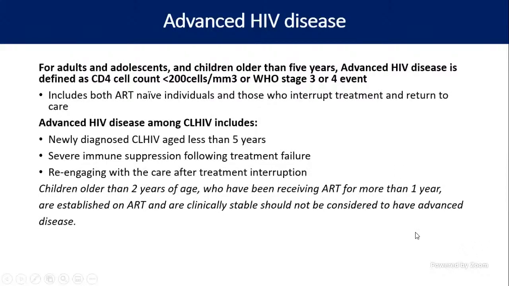So that becomes a rationale why we should keep staging the patient at all times whenever they are at the ART center. Now, if you look, there is a slight difference between children and adults. In children, all children less than 5 years of age are considered as having advanced HIV disease, except if they are on treatment for more than 1 year and they have viral suppression, then we don't put them under this. So with this exception, we say that all children less than 5 years of age should be considered in all practical sense as having advanced HIV disease. Children older than 2 years who have been receiving ART for more than 1 year, are established on ART and clinically stable should not be considered as having advanced HIV disease.